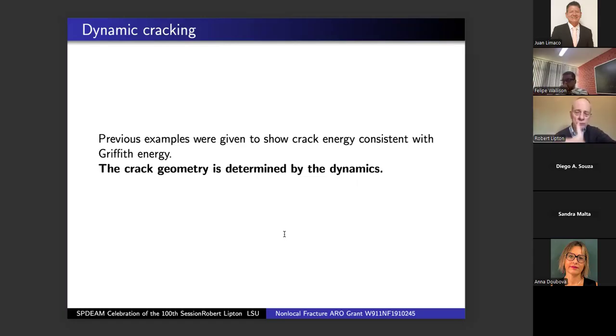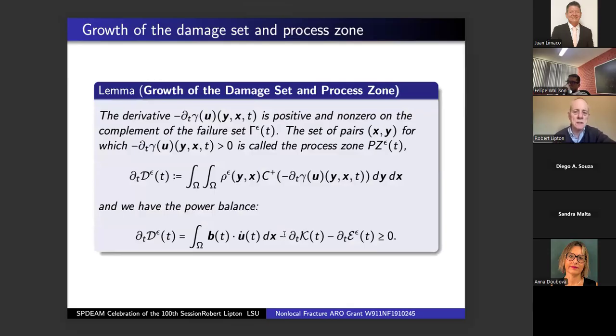So all of this so far has been showing that crack energy is consistent with the Griffith energy, but in reality, crack energy is determined by the dynamics, and more specifically, where the cracks are made. So the cracks are always growing from their tips. So that's where cracks are made. If you understand the growth of crack tips, then you understand the growth of cracks. So along these lines, we recall that the derivative of the 2-point phase field is positive and non-zero on the complement of the fracture set. The set of pairs x and y for which the derivative is non-zero is called the process zone, and that should correspond to the crack tips.